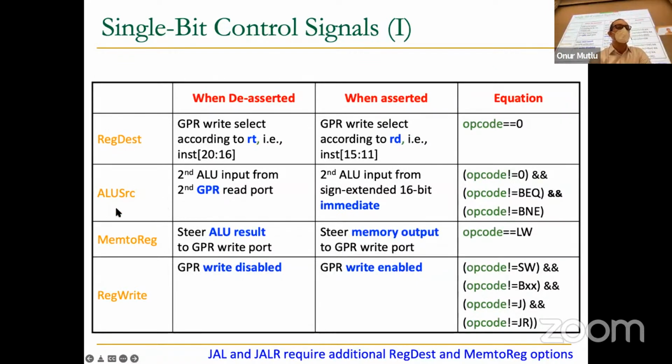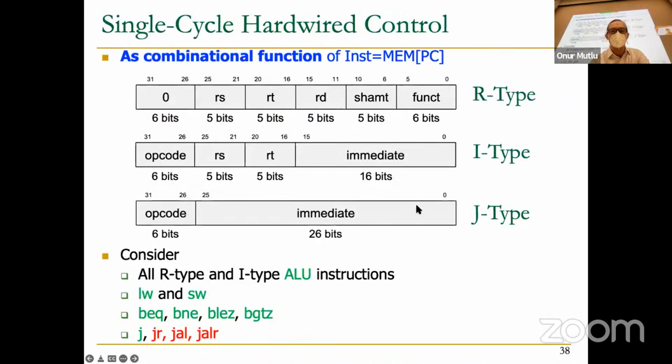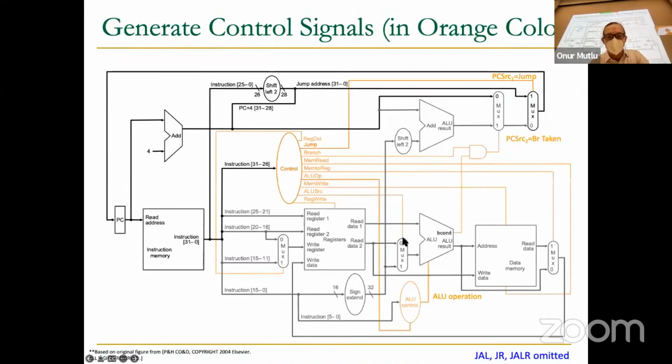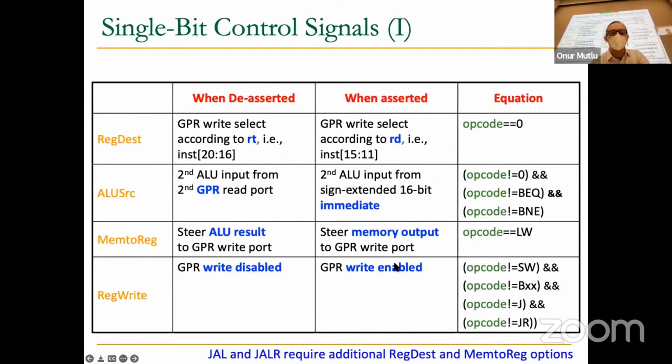Similarly, for ALU source, if you remember, does the second ALU input come from a general purpose register, or does it come from a sign-extended immediate? So let's take a look at that in the data path also. This is the ALU source, this mux over here. And basically, this is a function of opcode again. Which opcodes are using the second ALU input as immediate? And this is the specification, basically.